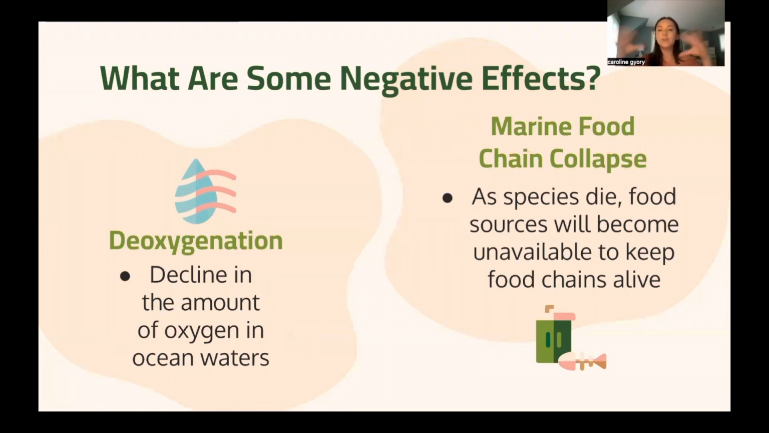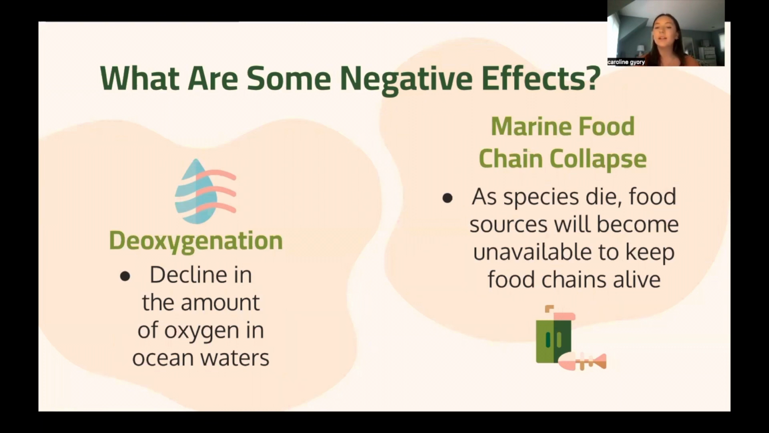So as the CO2 comes into the water, this gets rid of a lot of the oxygen and the oxygen levels are declining. And if species don't have oxygen in their water, they will not be able to survive. So as the global temperature goes up and CO2 emissions go up, the oxygen levels of the ocean go down, which is harmful for many species.